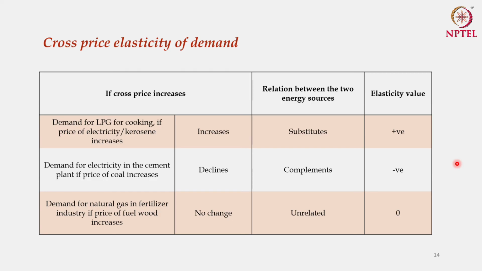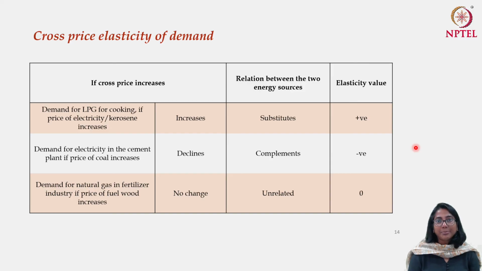Okay, the next one is about cross price elasticity of demand. Here we are considering the change in price of one particular type of fuel, and we will talk about the change in demand for the other type of fuel. The first example is about demand for LPG for cooking if the price of electricity or kerosene increases. We are considering the price of electricity or kerosene, and the demand for LPG. If the demand for LPG for cooking increases when the price of electricity or kerosene increases, then we say that kerosene and LPG are substitutes.